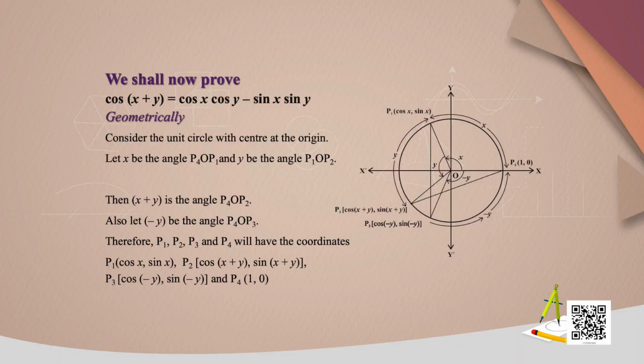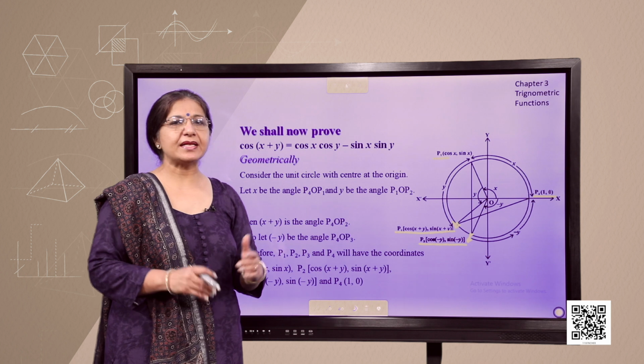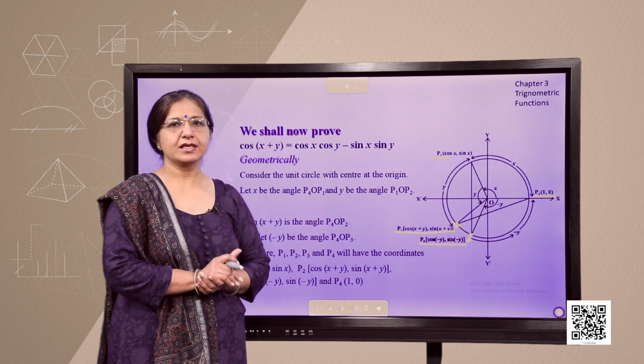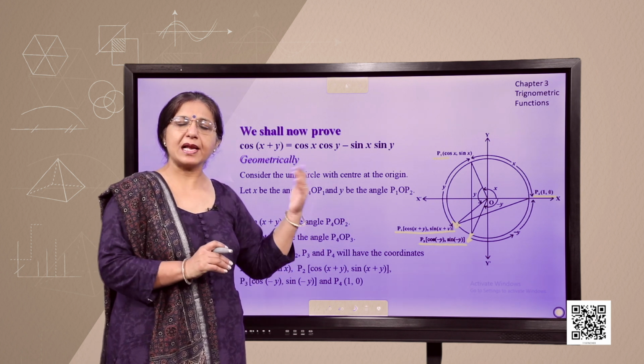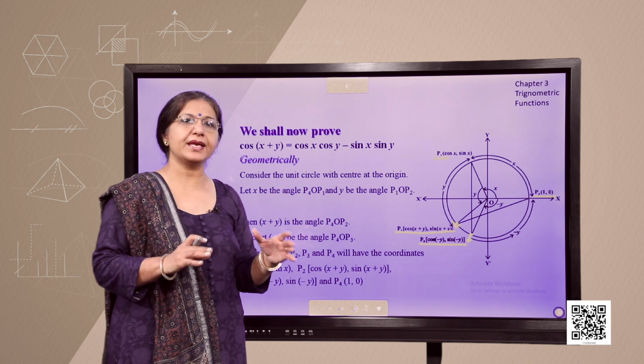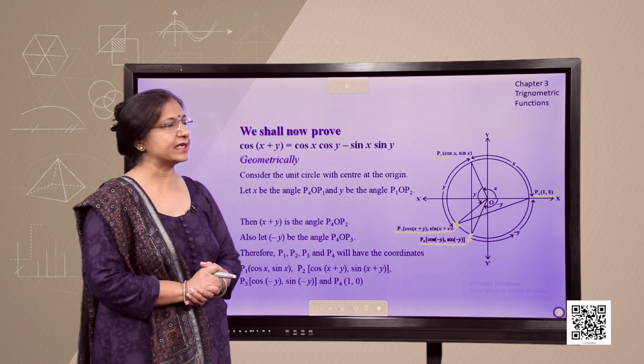We shall now prove cos(x+y) is equal to cos x cos y minus sin x sin y geometrically. Because once we prove this identity geometrically, with the help of this identity, we can prove any other identity that we will see later.